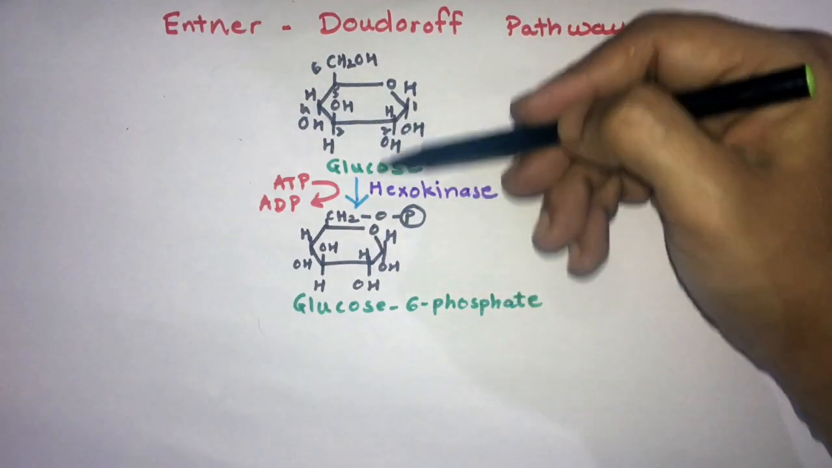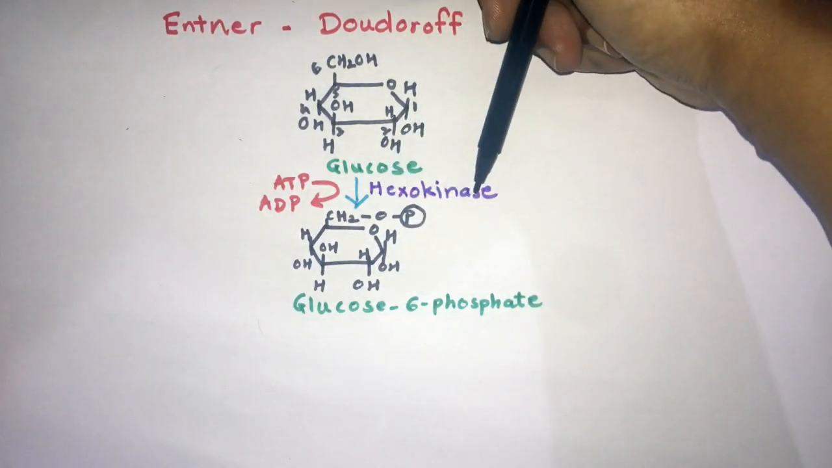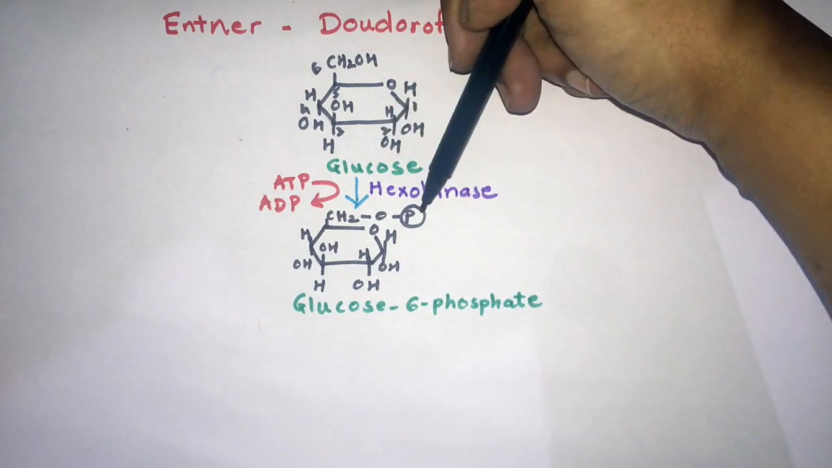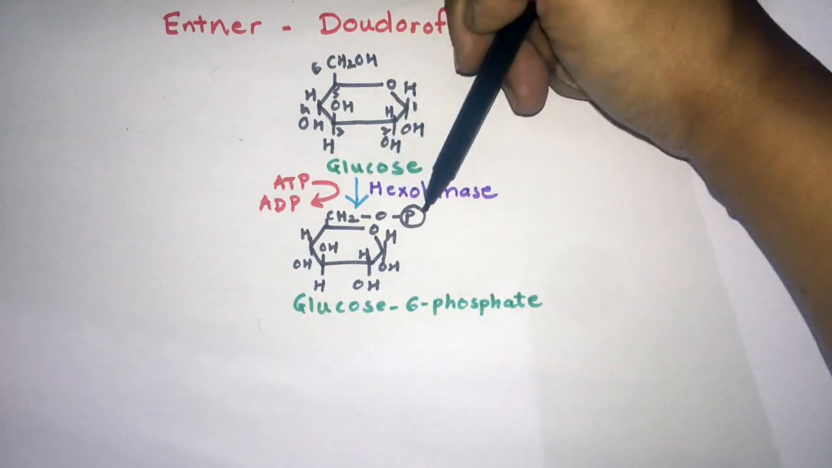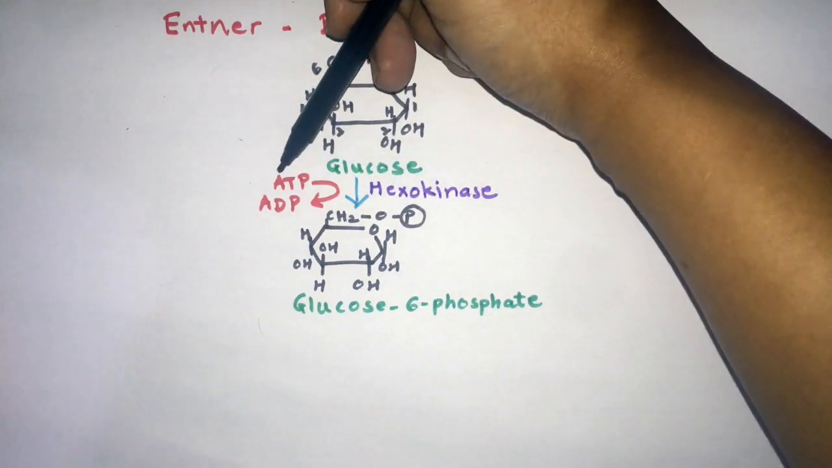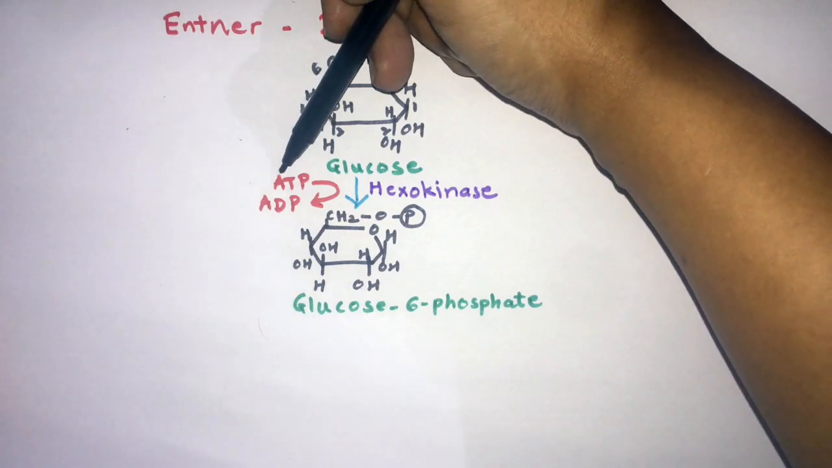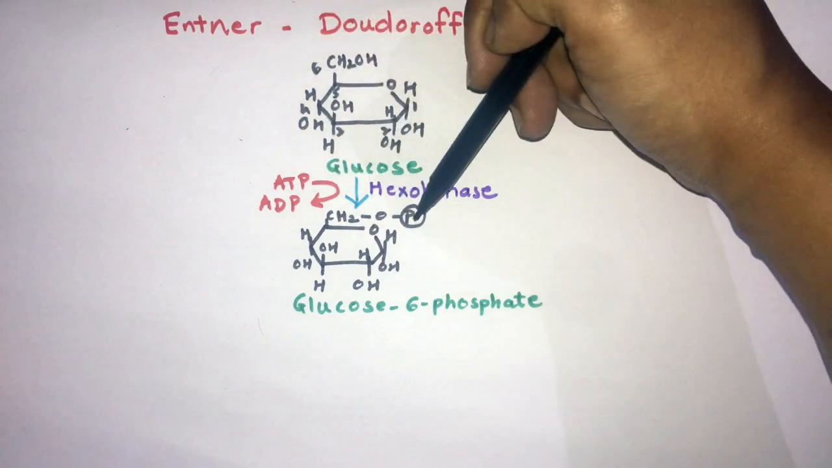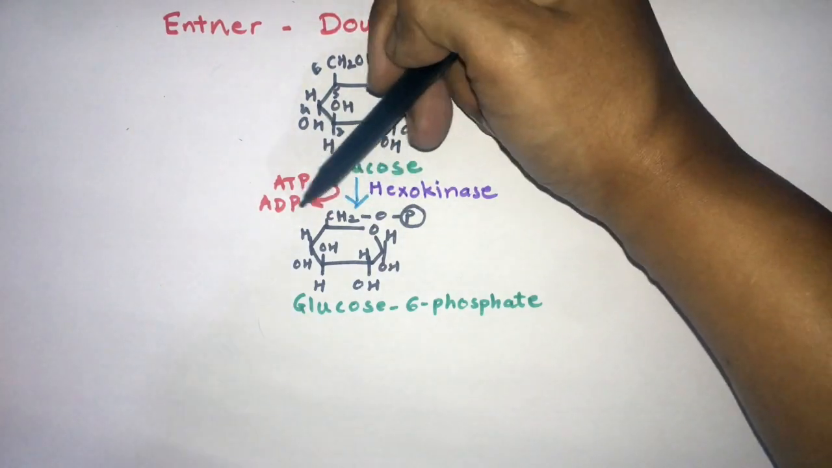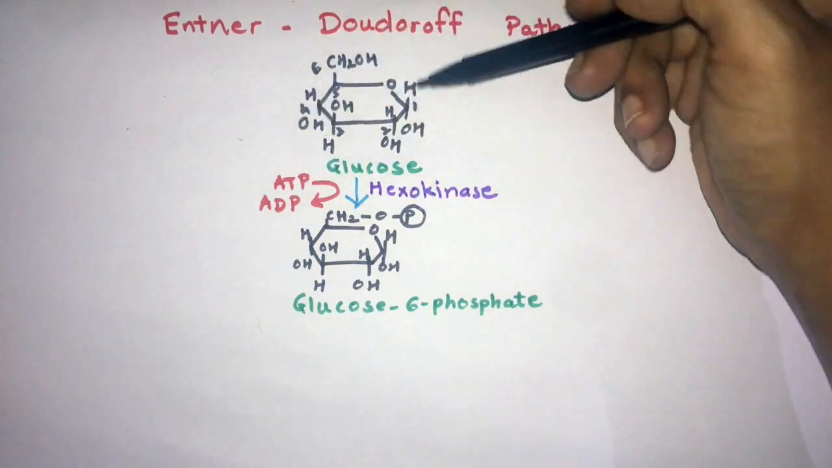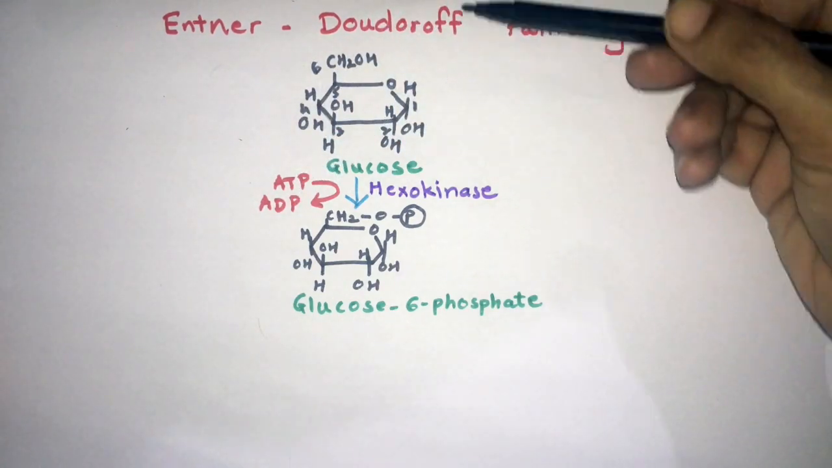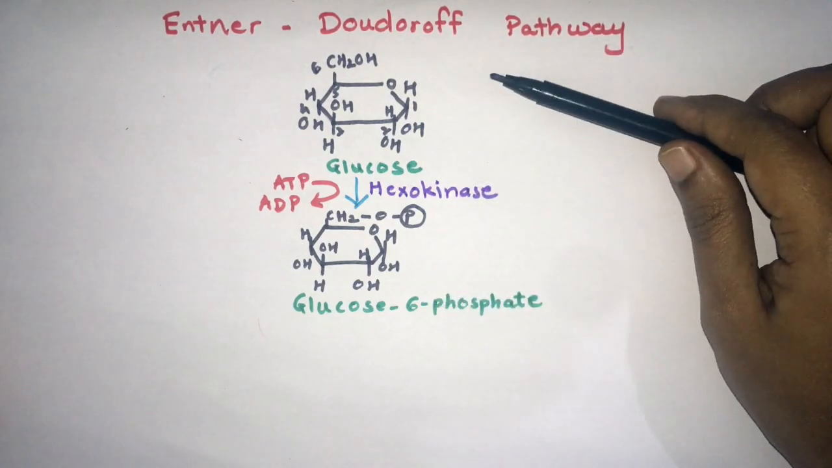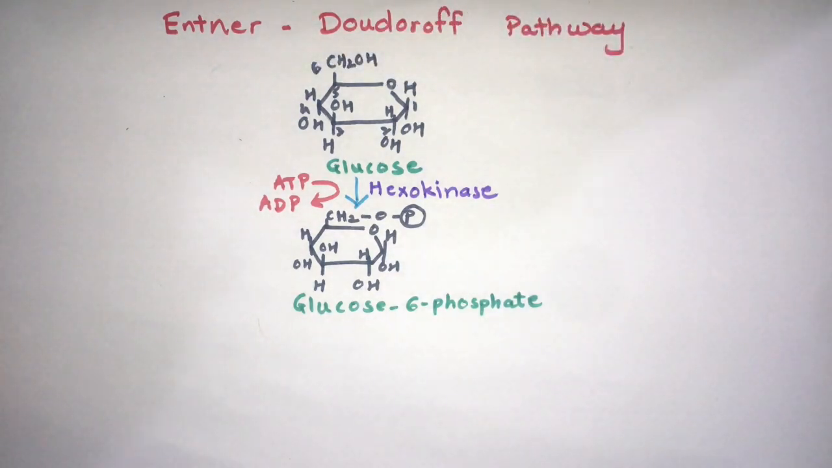This reaction will take place with the help of a hexokinase enzyme. The role of the kinase is addition of a phosphate group to the substrate. From where will this phosphate group come? This will come from ATP. From ATP, that is adenosine triphosphate, one phosphate will be given to glucose, so it will get converted to ADP. We can also say that this is an investment of energy for this reaction. This is the common reaction between glycolysis and the ED pathway.